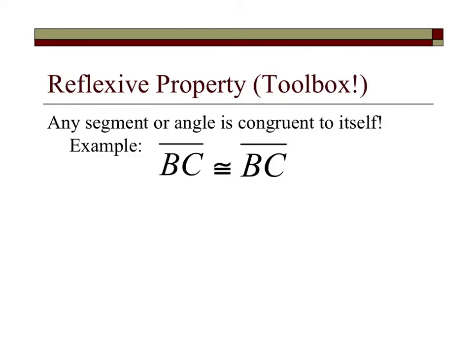We're good. This next property is called the reflexive property, and a lot of people think, oh, it's just really common sense. And yeah, it is. But we do need to use it in our proofs. It is important in our proofs at times, and we'll see some examples of that soon. So any segment or angle is congruent to itself. Yeah, common sense. So if you have line segment BC, it's going to be congruent to line segment BC.